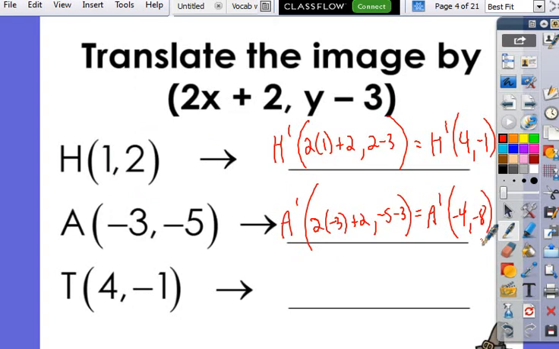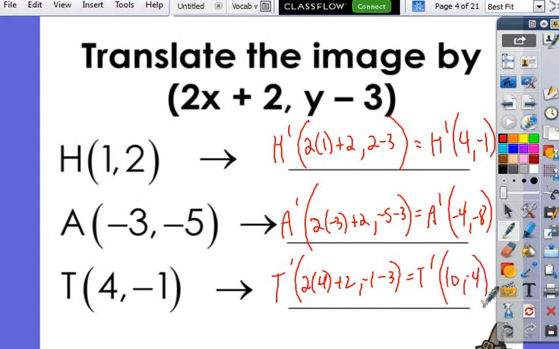If you're missing that because you did the signs wrong or something, use the calculators now. Don't make a mistake because you try to do it in your head when the calculators are there for you. All right, last one, T prime, I'm going to say 2 times 4 plus 2, and then negative 1 minus 3. So T prime becomes 10 and negative 4.